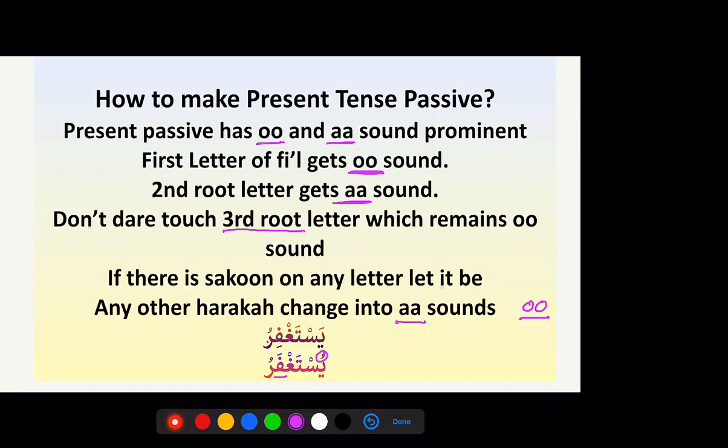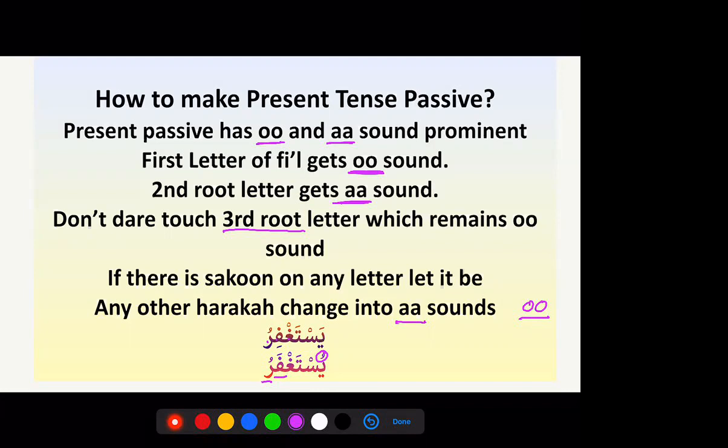I'm not gonna touch my third root letter ever. Now Sin has skoon. I'm gonna leave it with skoon. And Ta already has fatha, so I don't have to make any change. Ghain already has skoon. So if there is skoon, I'm gonna leave it with skoon. Any other harika, change into A sound. So if there is already A, I don't have to make any changes. So it will become yustaghfaru.